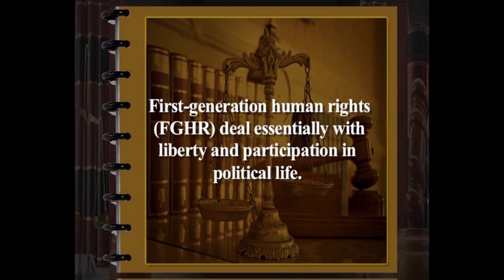The first generation human rights, according to Karel Vasak, deal essentially with the liberty and participation in political life. They are fundamentally civil and political in nature and serve to protect individuals from excesses of the state, and they include, among other things, the freedom of speech, the right to fair trial, freedom of religion and voting rights. And it could be seen that they were first enshrined in the Universal Declaration of Human Rights 1948.